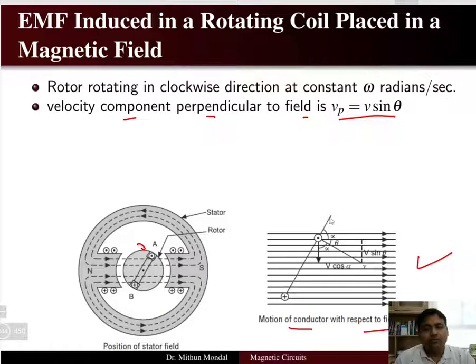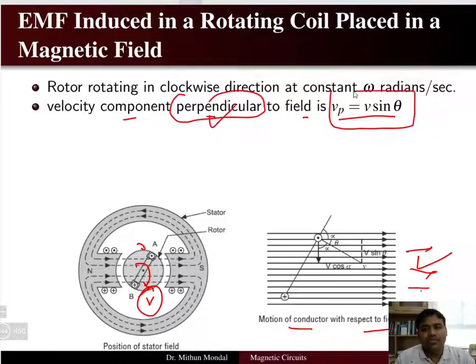The speed v of the rotation has to be resolved into components. The perpendicular direction to the field, where these are the field directions, will be Vp equal to V sine theta. So you have the velocity v with which the conductor is moving, and perpendicular to the field it will be Vp sine theta. So this angle will be Vp sine theta.